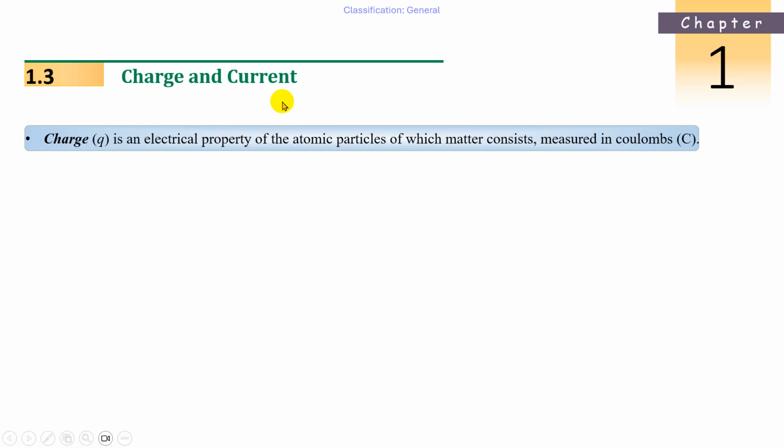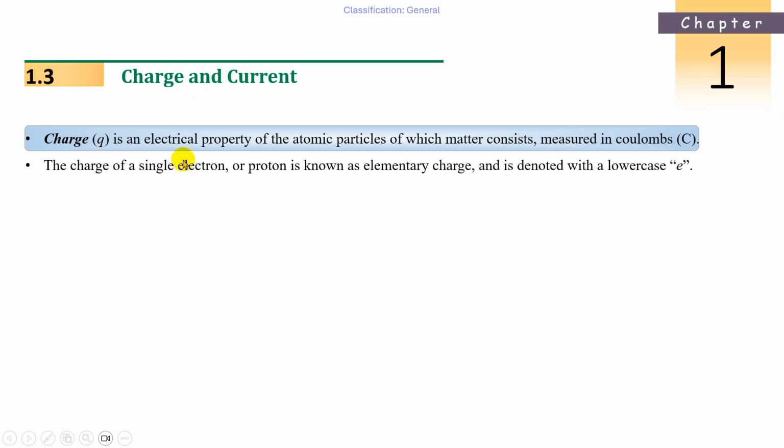Electrical property means something which can transfer or absorb energy. Our bodies consist of many atoms. Any material in the world consists of atoms, and those atoms have electrons, protons, and neutrons. The electron is what gives a charge. It is measured in coulombs, which we will see.